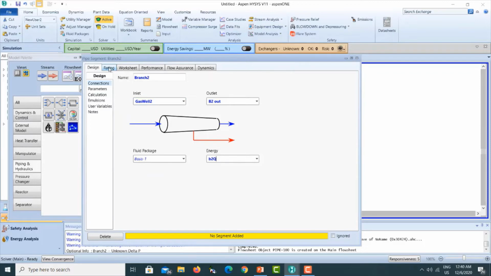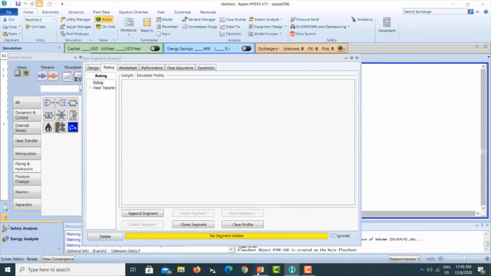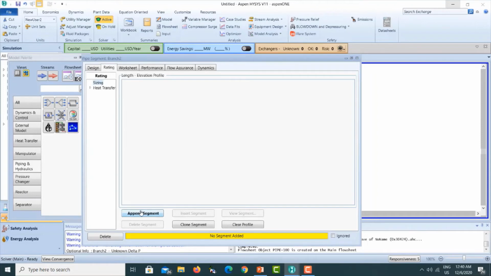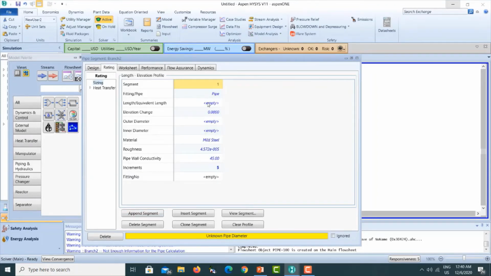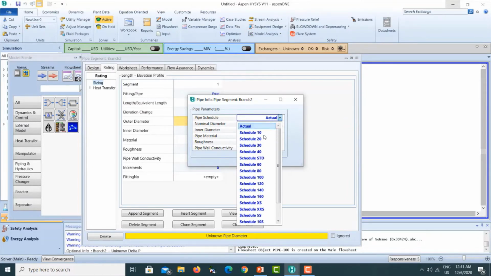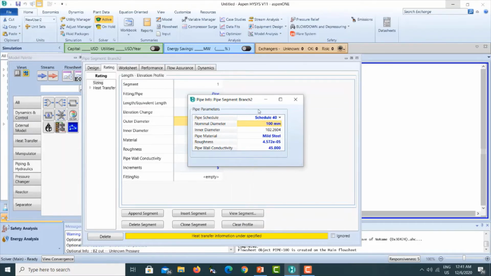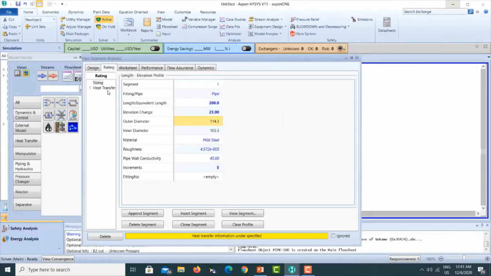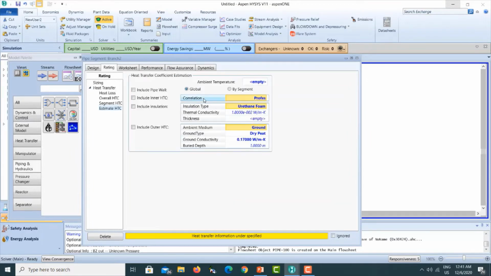Similarly, you need to go to rating, and if you look at the figure, it is only one segment, right? So we can click on the sizing, click on append and append the segment. Then we can define the length 200 meter, and we have the elevation change which is 23 meter. And we need to click on view segment. We need to provide the schedule number 40 and the nominal diameter, let's say we can define this one 100 millimeter. Okay, that is the nominal diameter. And now we can give them a heat transfer coefficient, and it is estimated heat transfer coefficient, global.